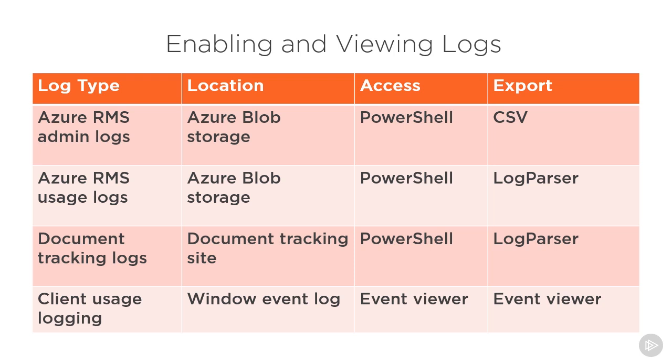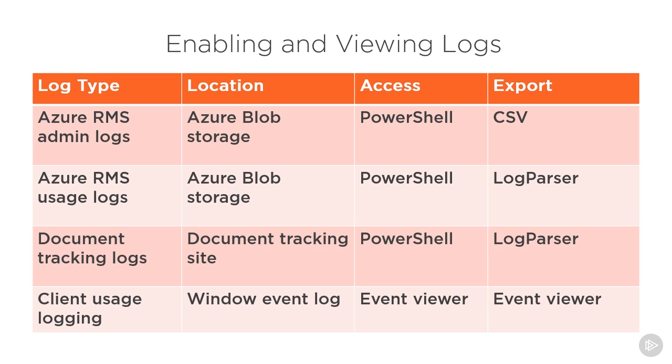Document tracking logs are logged to the document tracking site, which is a site that users who have turned on document tracking can go to see what's happening with documents. It can also be accessed via PowerShell, and once again, if you get those files, probably the easiest way to run through them is by using Log Parser.